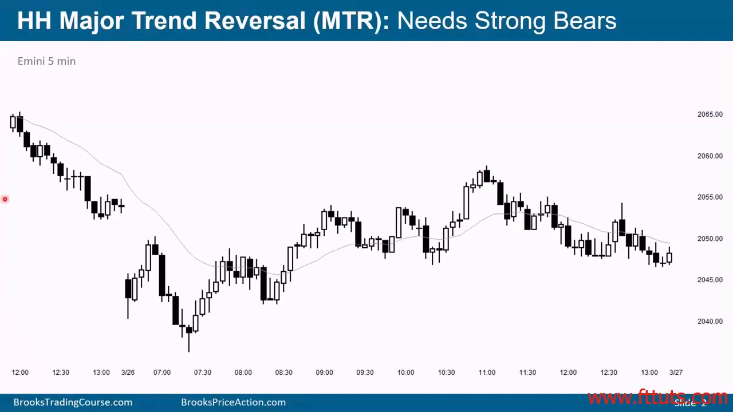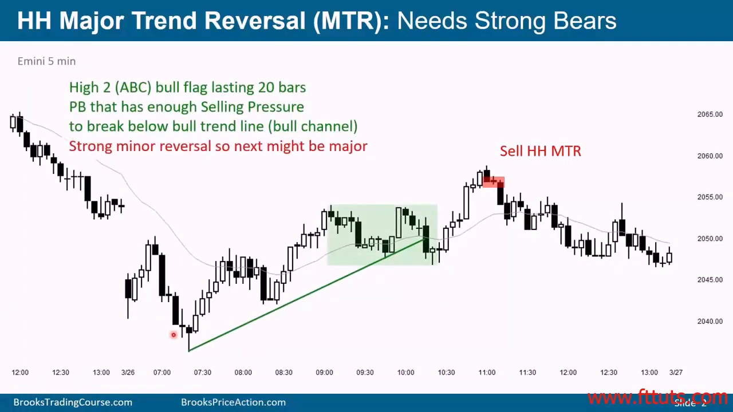When traders are looking for a higher high major trend reversal, they need some evidence that the bears are reasonably strong. Here we have a bull trend and a potential higher high major trend reversal. Look at this. We have a rally lasting a couple of legs, the third leg.